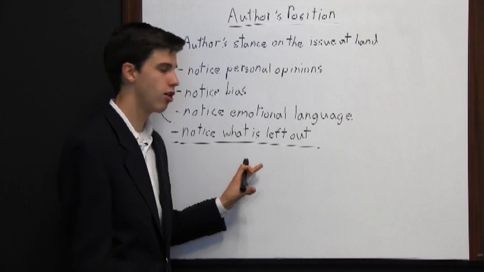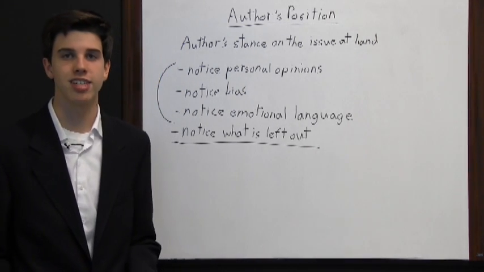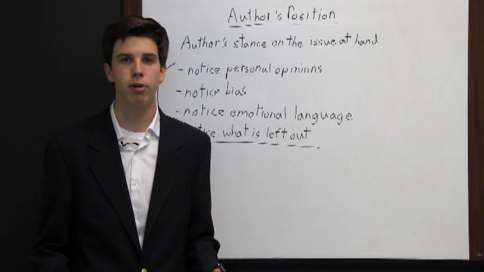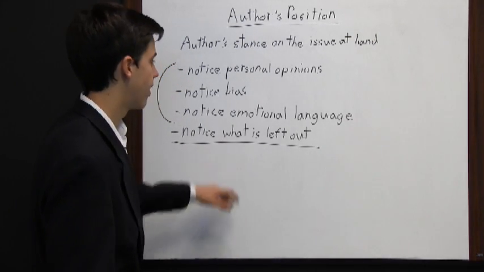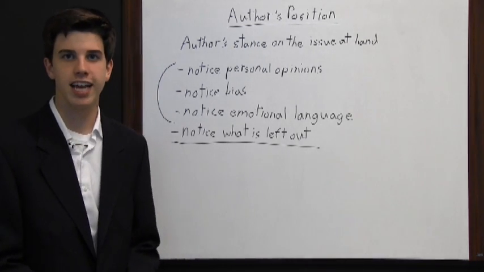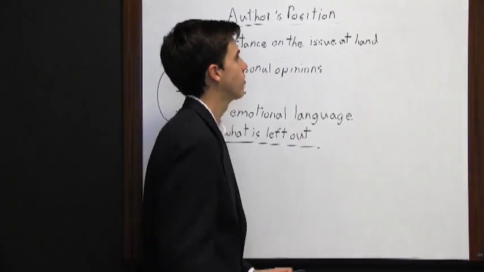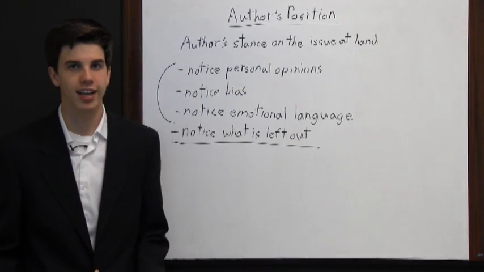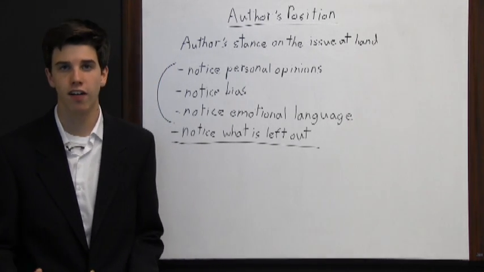So sometimes it's hard to know what is left out because it's not there. And if you don't know anything else about the topic at hand, you may not know what pertinent information is being left out. But sometimes that can be helpful to understanding the author's position. So the important thing to take away from this is that the author's position is their stance on the issue at hand. In any piece of writing that is out there, the author who wrote it is going to have a position on that subject.